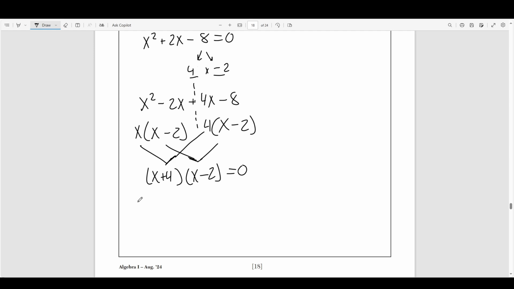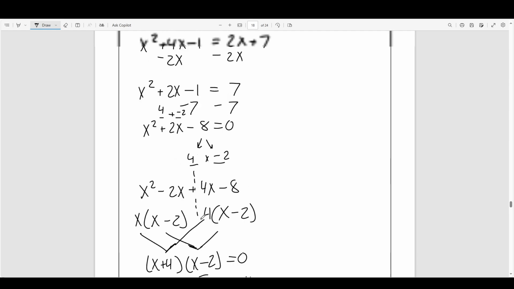Now, remember that anything times 0 is equal to 0. So as long as one of these parentheses is equal to 0, the whole function is true, meaning it's equal to 0. So that means that x plus 4 has to equal 0, and x minus 2 has to equal 0. If we subtract 4 on both sides, we get that x is equal to negative 4. If we add 2 on both sides, we get that x is equal to 2. So there's two solutions to it. The first solution is when x is equal to negative 4, and the second solution is when x is equal to 2.